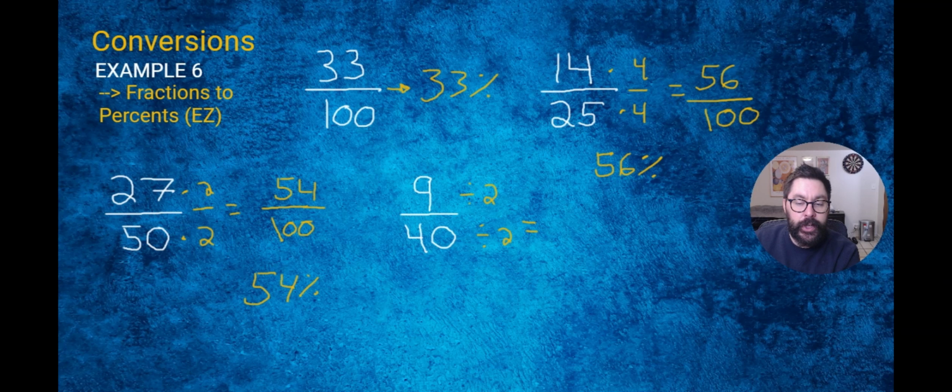So let's start with the easy one. 40 divided by 2 makes 20. 9 divided by 2, so half of 9, is 4.5. And now we have a number, just like 25 and just like 50, that we quickly got to that can go into 100 evenly. And if you don't know, 25 times 5 makes 100. And now you know.